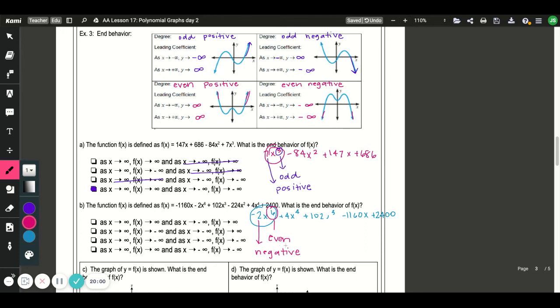So I look back up at my chart, even and negative. That's this one right here. So as x goes to negative infinity, y goes to negative. That's these bottom two. As x goes to positive infinity, y goes to negative. So as x goes positive, y goes negative. So it's the third one.